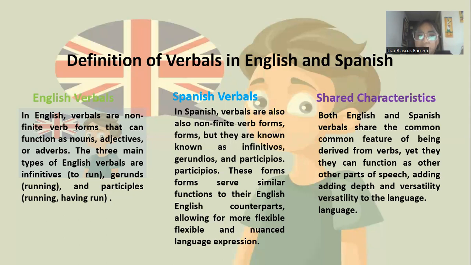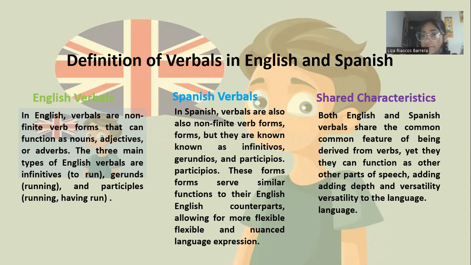About the Spanish verbals: in Spanish, verbals are also non-finite forms, but they are known as infinitivos, gerundios, and participios. These forms serve similar functions to their English counterparts, allowing for more flexible and nuanced language expressions.